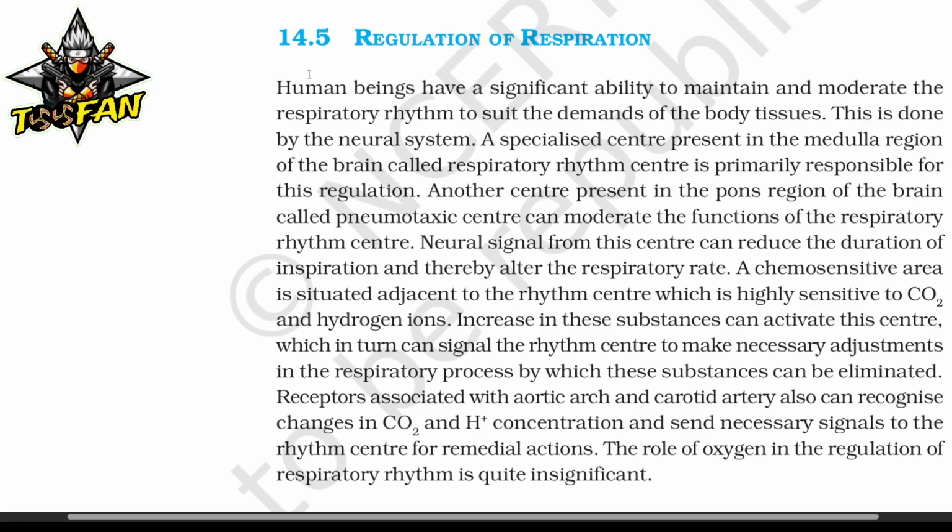Receptors associated with the aortic arch and carotid artery also can recognize changes in carbon dioxide and H plus concentration and send necessary signals to the rhythm center for remedial actions. The role of oxygen in the regulation of respiratory rhythm is quite insignificant.